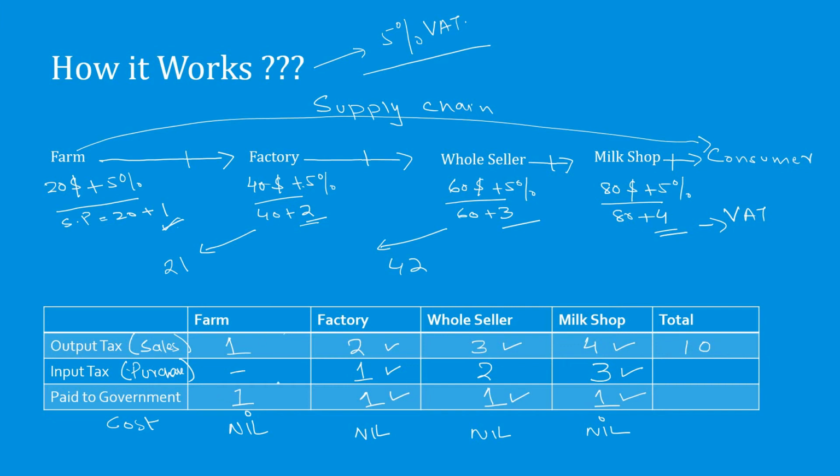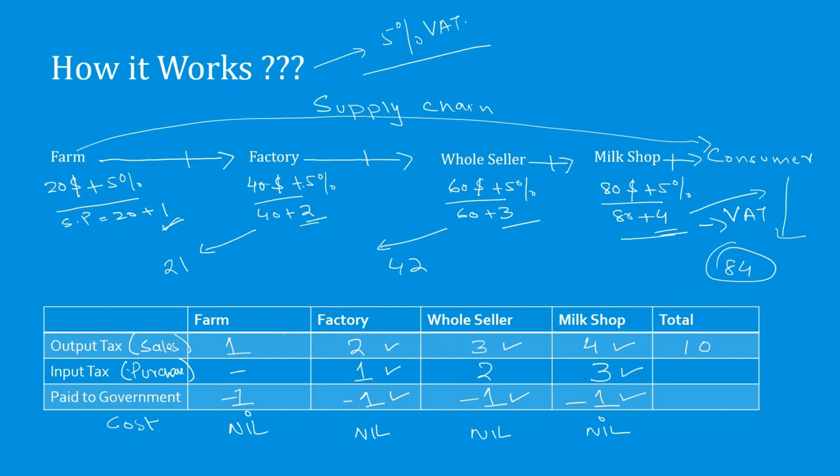So who is bearing this $1, $2, $3 and $4 cost that is being paid to the government? Let's go back to the top. $84 is the price that the consumer is paying. So who's bearing the total cost of value added tax? $4. Consumer. Point number 2. It is the final consumer in the supply chain that bears the whole cost of value added tax.